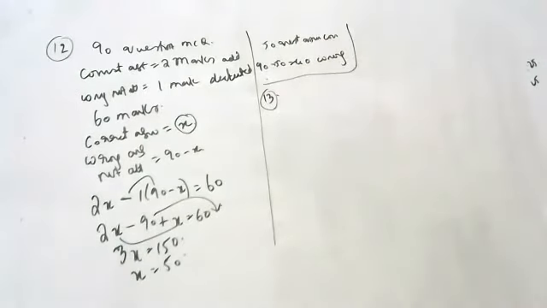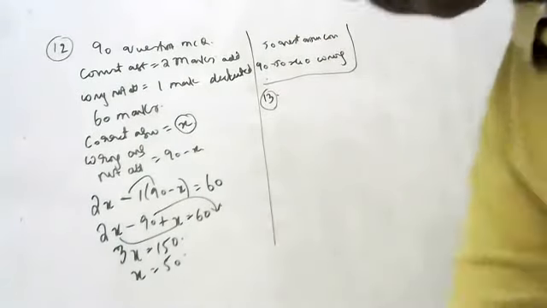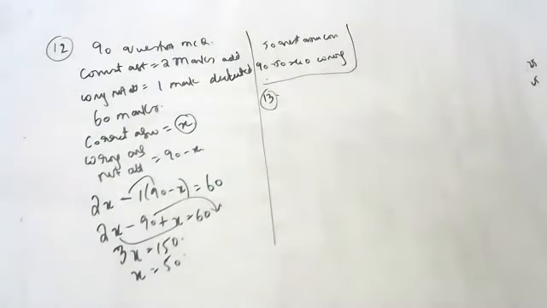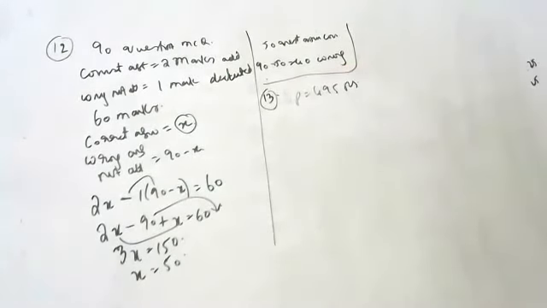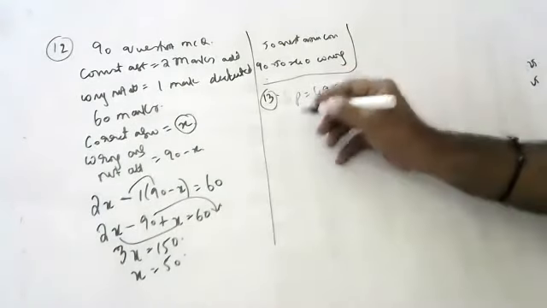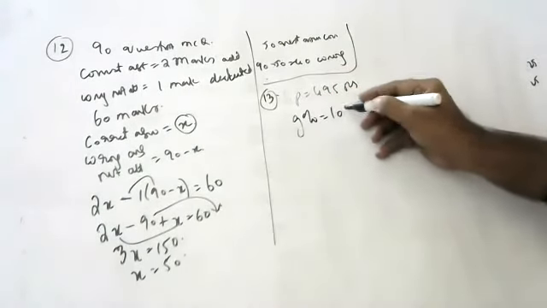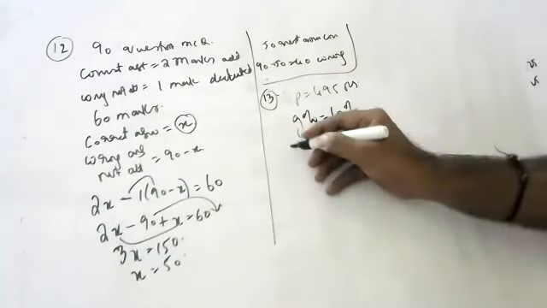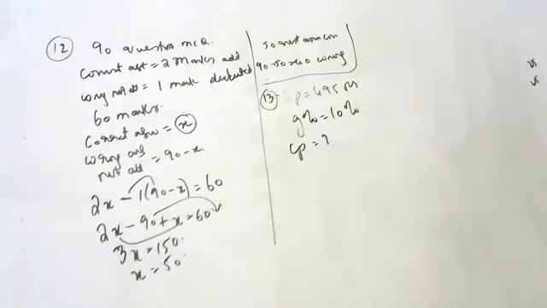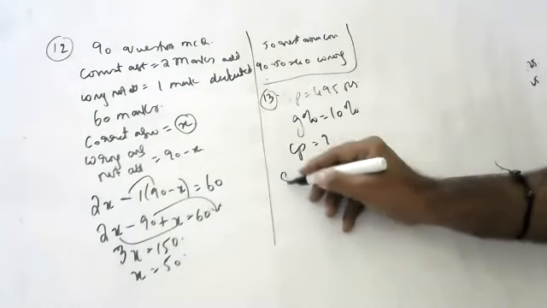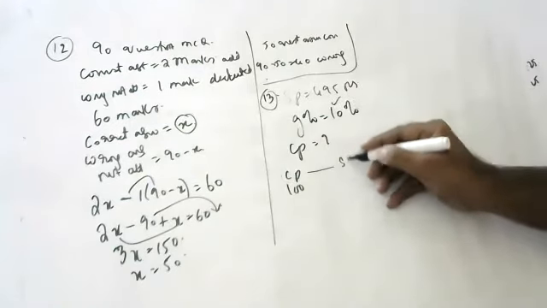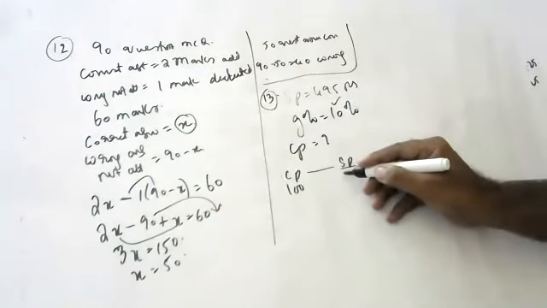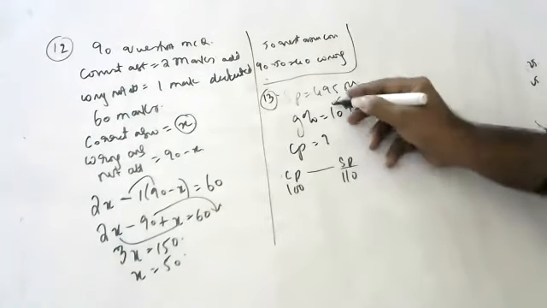Last question for the day. A man sold an article for rupees 495. Selling price of the article is 495 rupees, and he gained 10%. Find the cost price. If cost price is 100, after 10% gain, selling price will be 110 rupees.